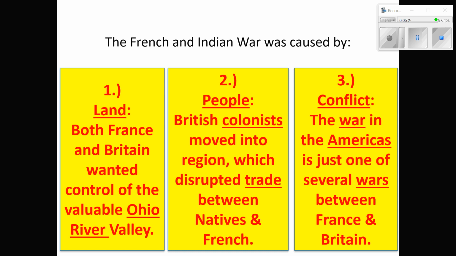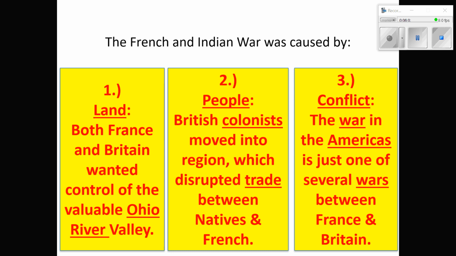Now, another cause was people. The British colonists moved into regions that weren't owned by the English or by Britain, that were owned by the French, and this got in the way of the trade that was happening between the Native Americans and the French. The Native Americans and French had formed kind of like a little alliance where they worked together in the fur trade and different goods that benefited one another. And the British colonists moved into this area, which blocked some of the trade routes that the Native Americans and the French used. And number 3 is conflict.